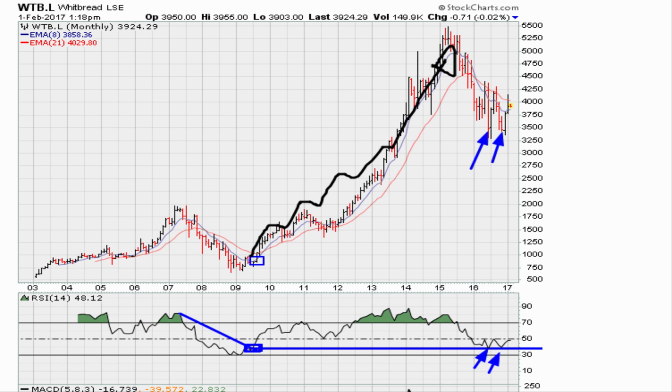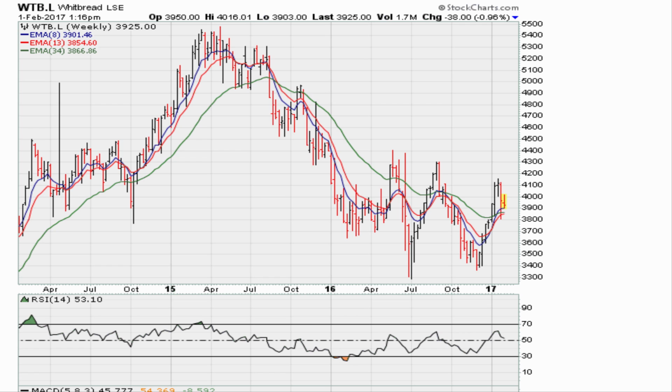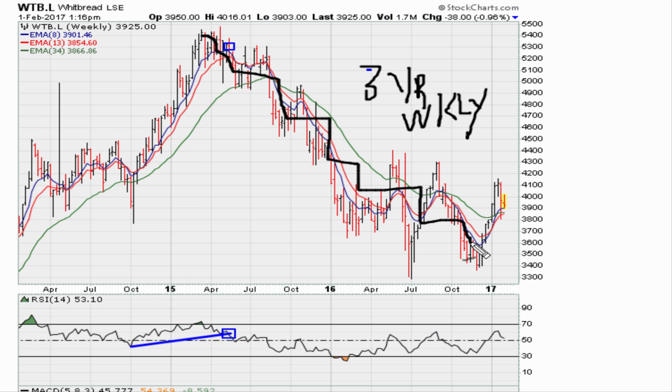I want to change gears and take a look at the weekly. This is the most recent weekly chart, with three years' worth of weekly data. We're going to take a look at this break on the RSI. Why this break? Because this break, according to the stock itself, was important. Once it broke below there, pretty much we've never been back to these highs. The stock's been down since then.